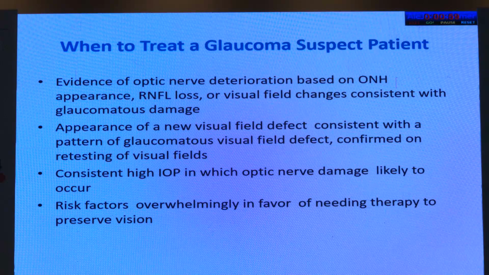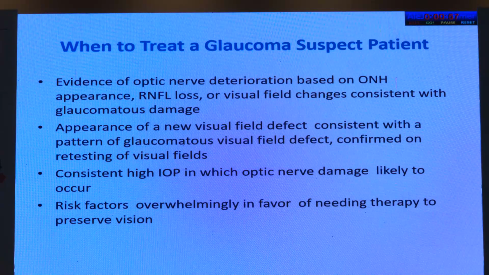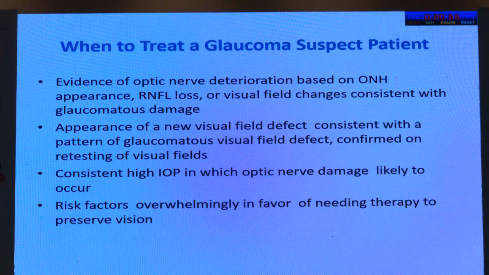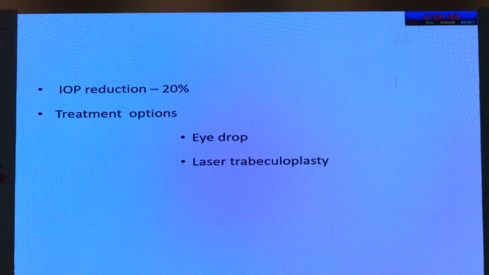Now, when will you start treatment in a glaucoma suspect patient? Suppose the patient gets converted to a POAG patient, or there is a new appearance of the visual field defect which is confirmed on retesting, and there is consistent IOP or risk factors are there. Now, IOP reduction aim is to decrease by 20%. Treatment options can be eye drops and SLT also.